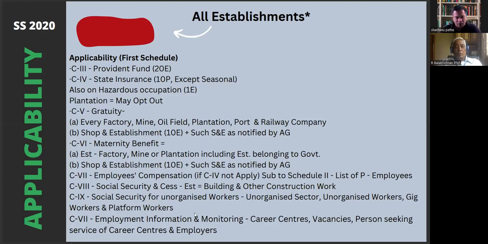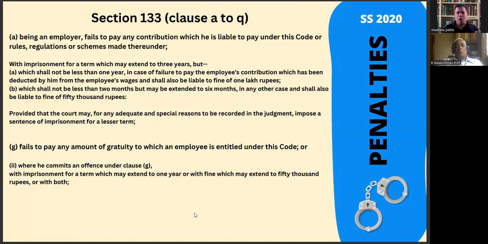Then comes another chapter, employment information, which is the next chapter, 10: employment information and monitoring, career centers, vacancies, and persons seeking services of career centers and employers. There will be a system where you have to report your vacancies to a particular authority, and it will be known to all the people, and they will be able to apply for jobs. So this is all about social security. Now there are so many penalties which are prescribed under section 133 of the SS code.